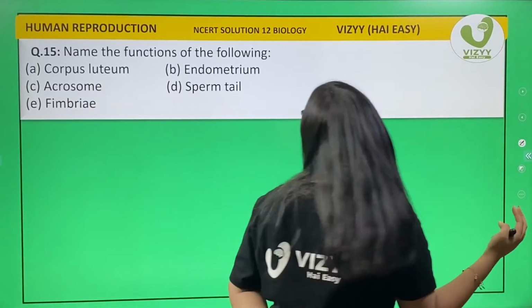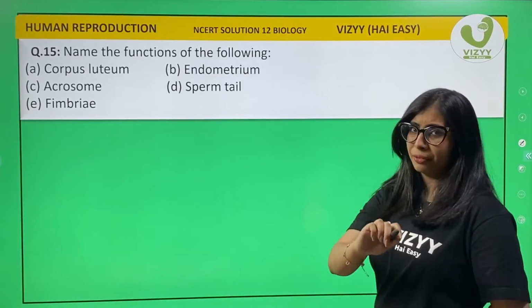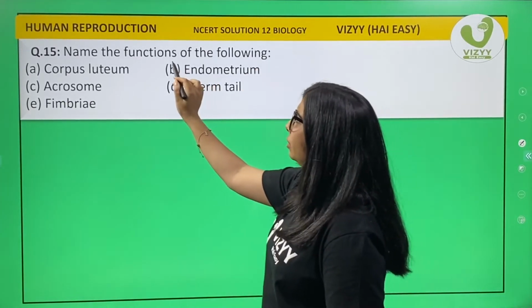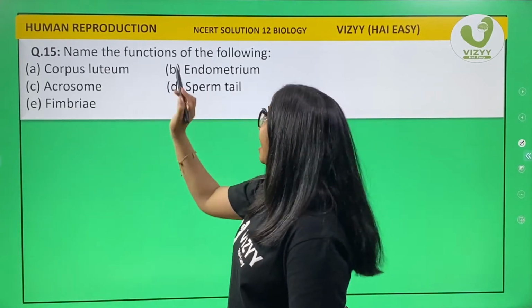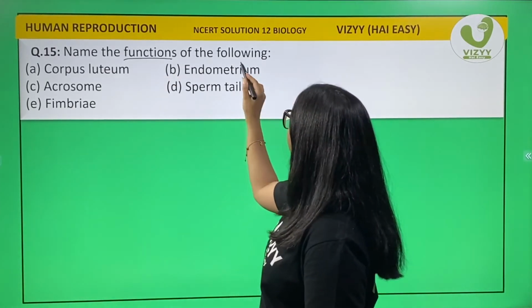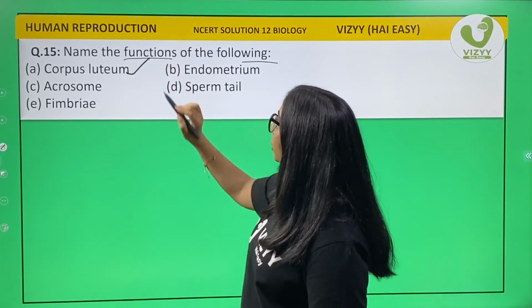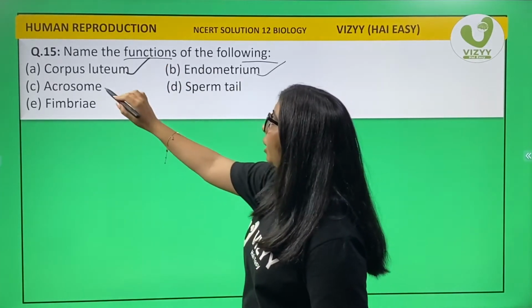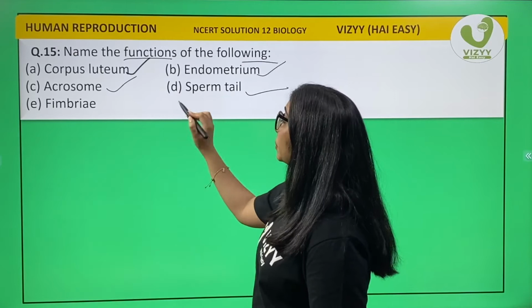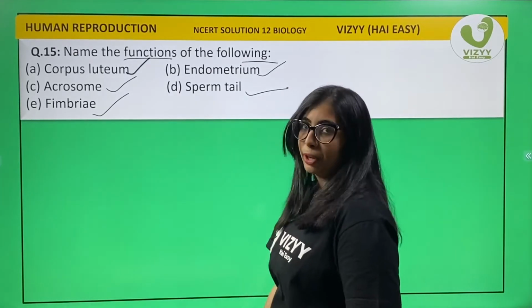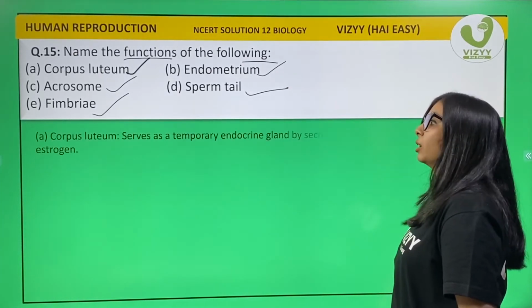Question number 15. Read this carefully. They are not asking definitions, but they are asking functions of the following. What do we have here? We have got corpus luteum, endometrium, acrosome, sperm tail, and fimbriae. Okay, going ahead.